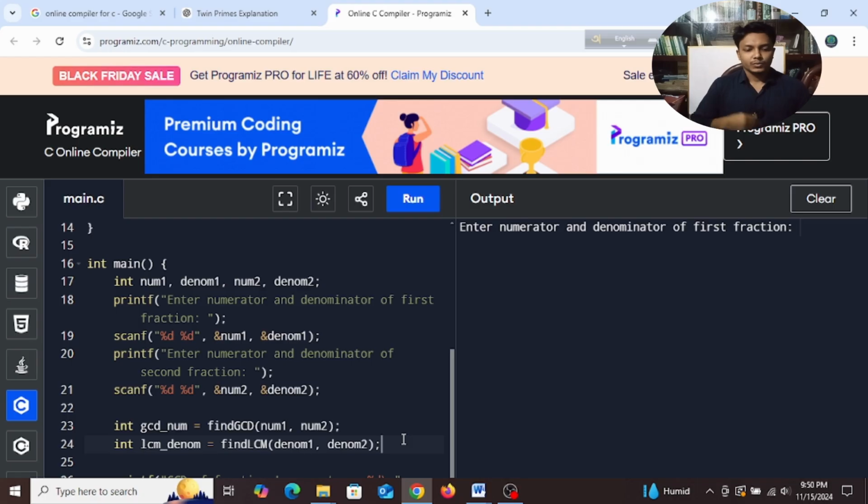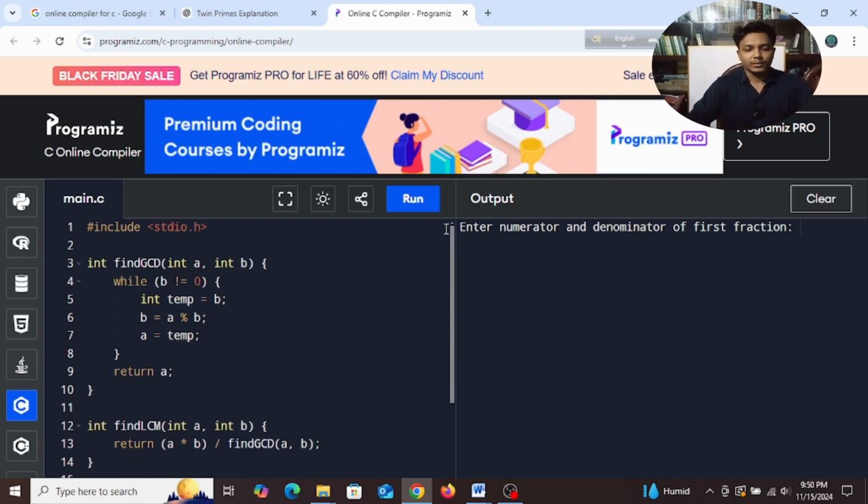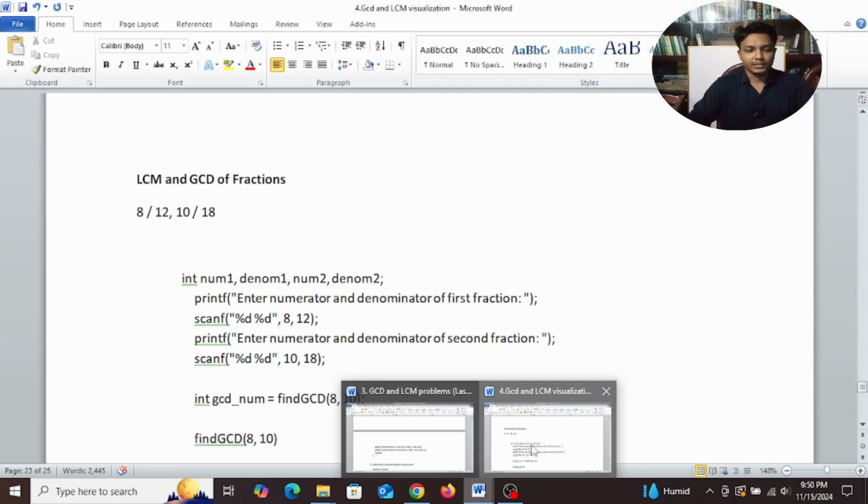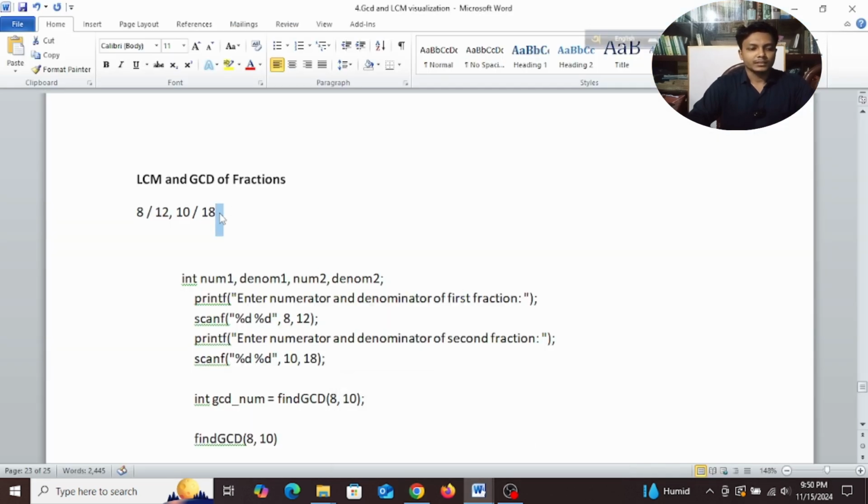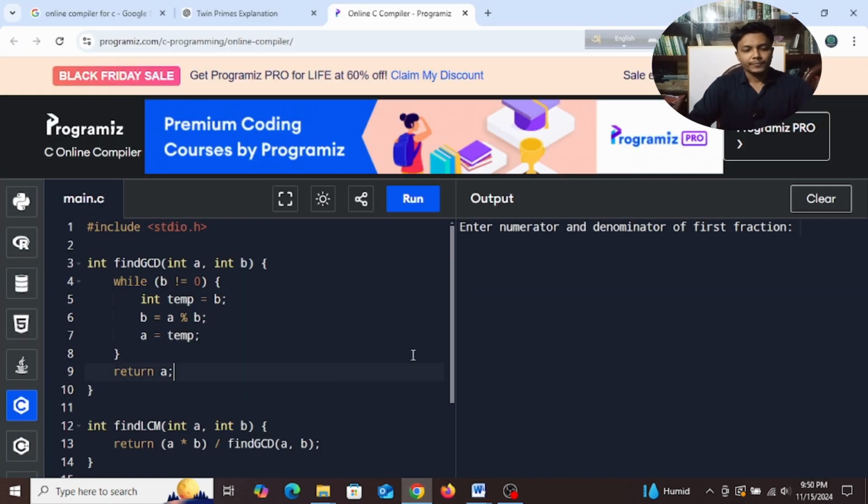Hello everyone. In this video, we will see how to find LCM and GCD of fractions, right? You already know what a fraction is. If you see my screen, if you take 8 by 12, 8 divided by 12, we will get a fraction. And 10 divided by 18, we will get a fraction too, right? So these are fractions. Now let's see the program and how we will find it.